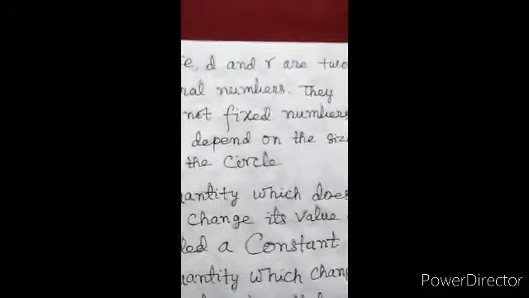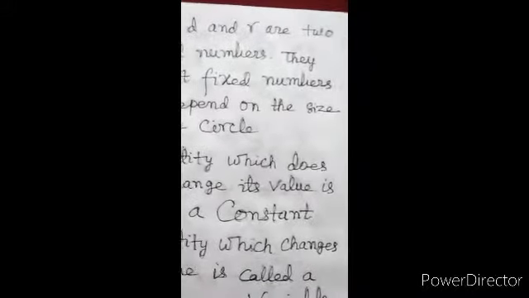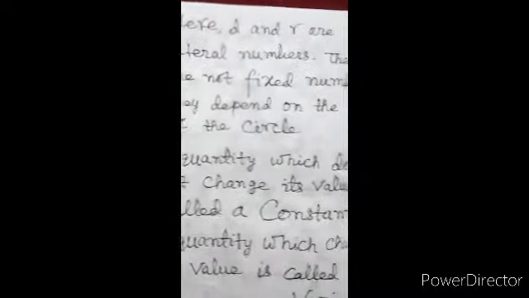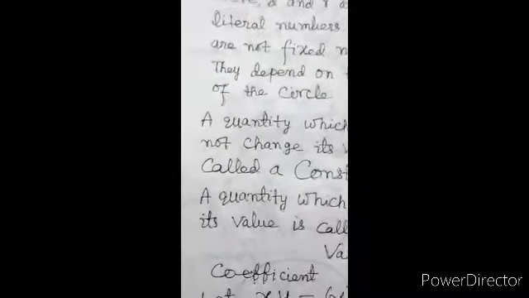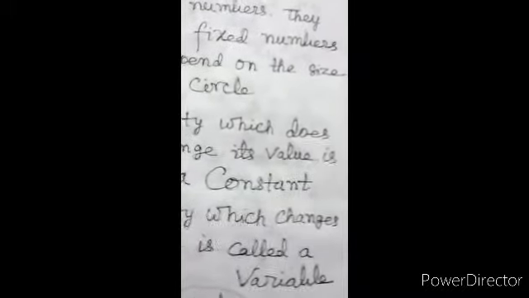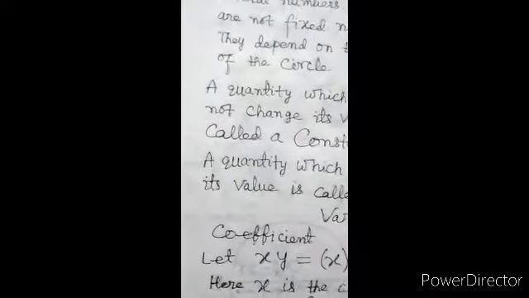Here d and r are two literal numbers. They are not fixed numbers. They depend on the size of the circle. So, a quantity which does not change its value is called a constant, and a quantity which changes its value is called a variable.